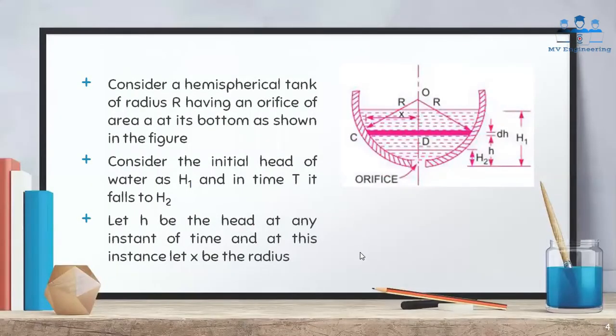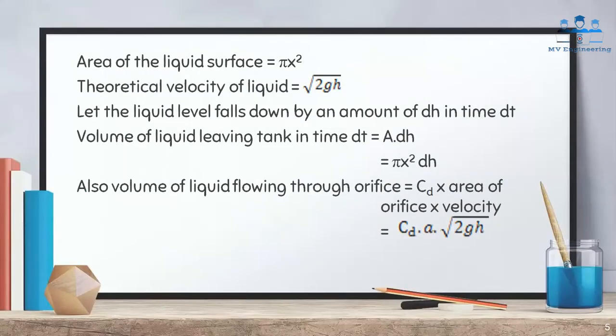So for that, we are considering a hemispherical tank of radius R having an orifice of area small a at its bottom as shown in the figure. Consider the initial head of water as H1 and in time t it falls to H2. Let small h be the head at any instant of time and at this instant let x be the radius. So the area of the liquid surface will be equal to, obviously, pi x square. Theoretical velocity of the liquid is equal to root of 2g h.